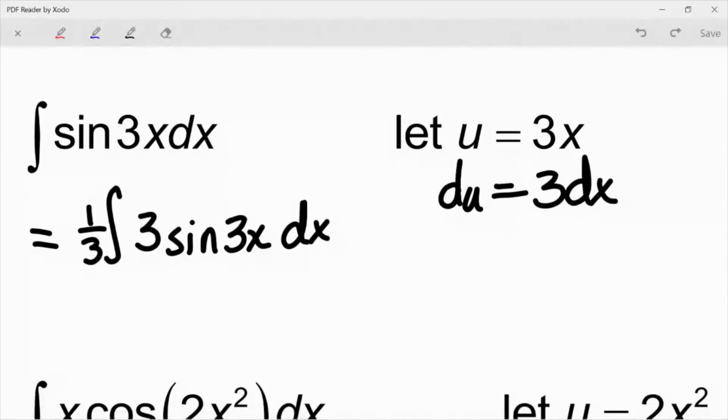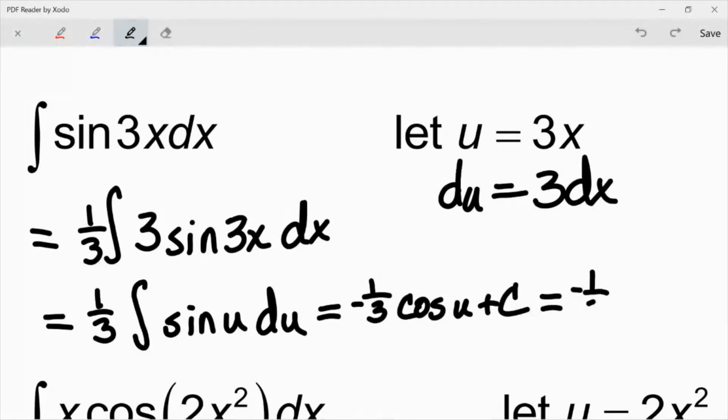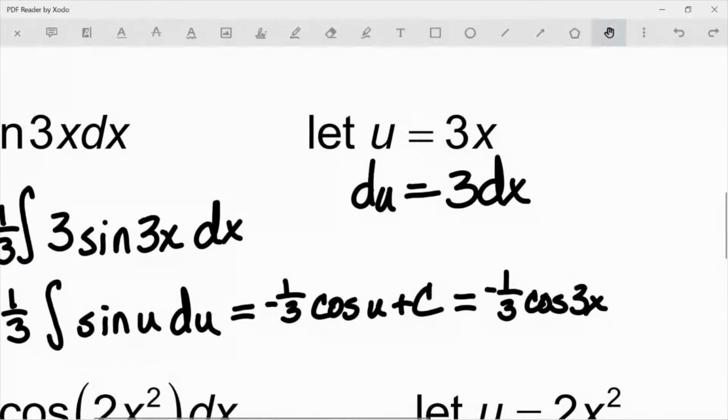Okay, so now that we've got that done, let's do our substitution. We still have this 1/3 here. And then when I integrate, my sine 3x becomes the sine of u, and the 3dx becomes du. And now I just have to do my antiderivative. The antiderivative of sine would be negative cosine. So I'm going to get negative 1/3 cosine u plus c, because it's an indefinite integral. And now just do your back substitution. Plug back in for the u, and we get negative 1/3 cosine 3x, and then plus c.